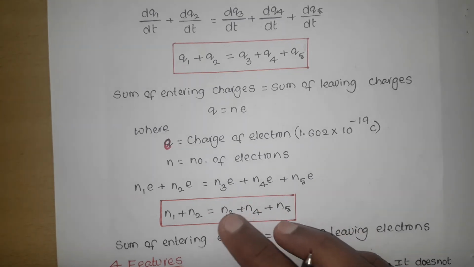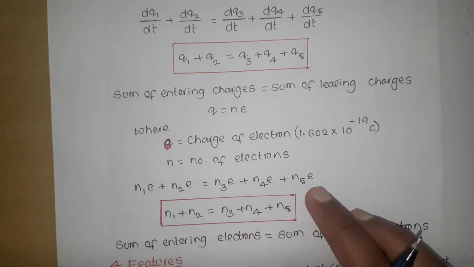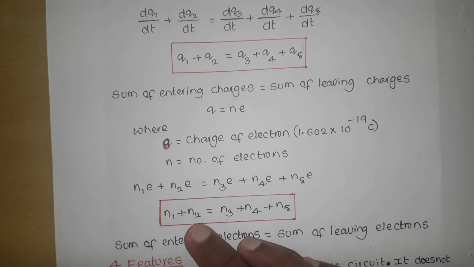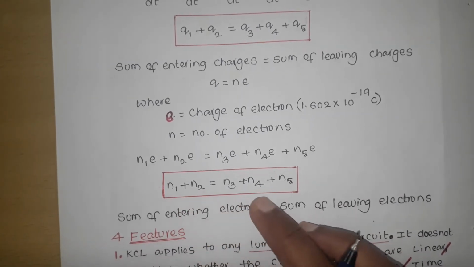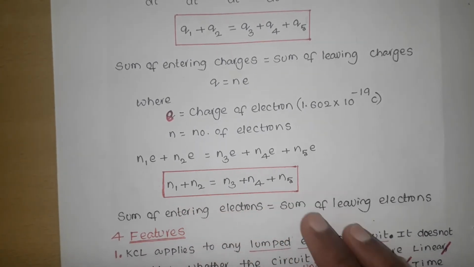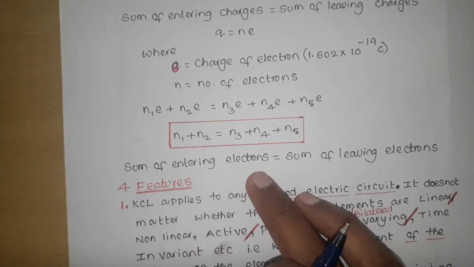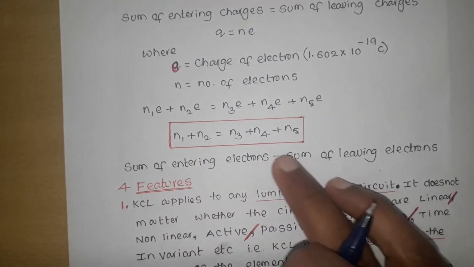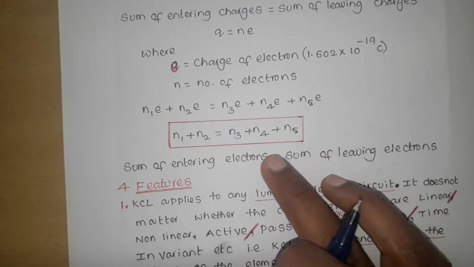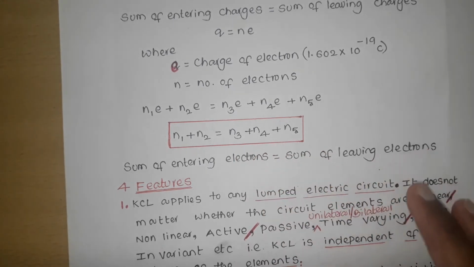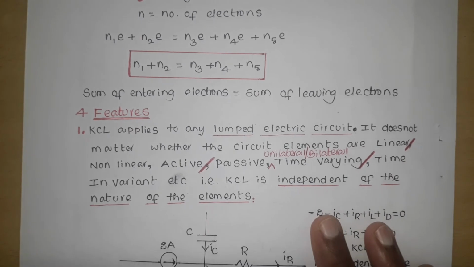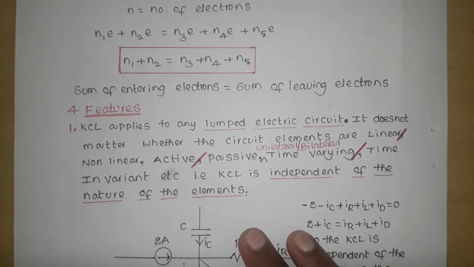on the left hand side and the right hand side of the equation and cancelling on both sides, we get N1 plus N2 equals N3 plus N4 plus N5. So here N1 plus N2 is the sum of entering electrons, which equals the sum of N3 plus N4 plus N5, the sum of leaving electrons. So next, features of the KCL.